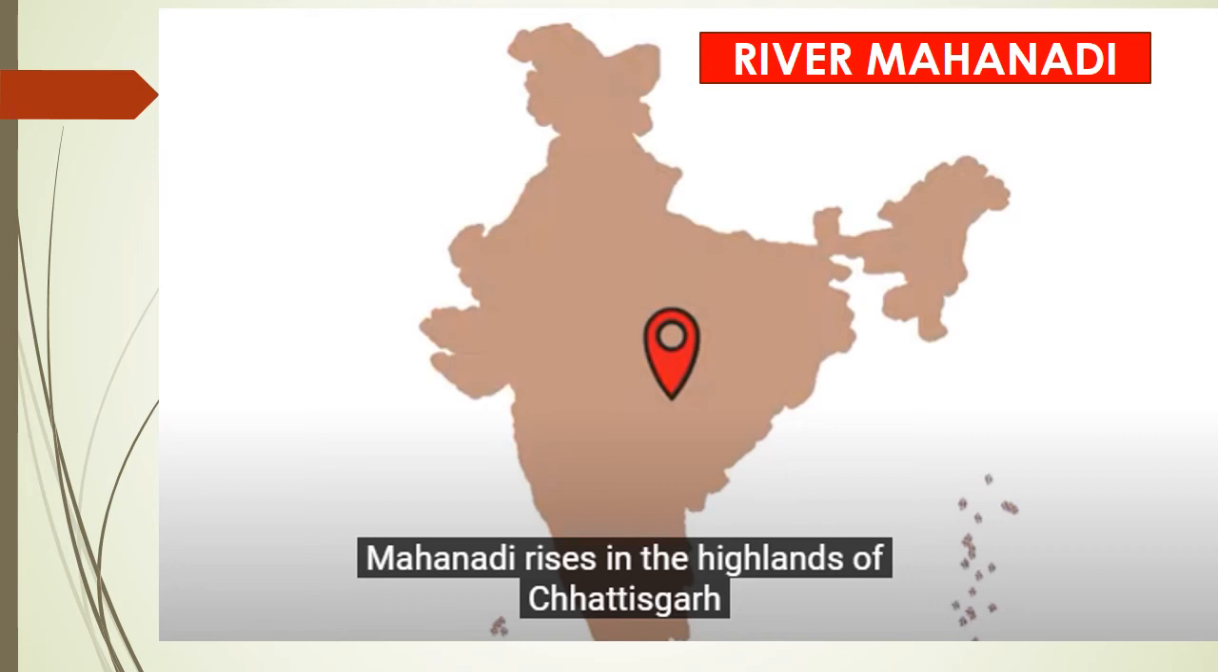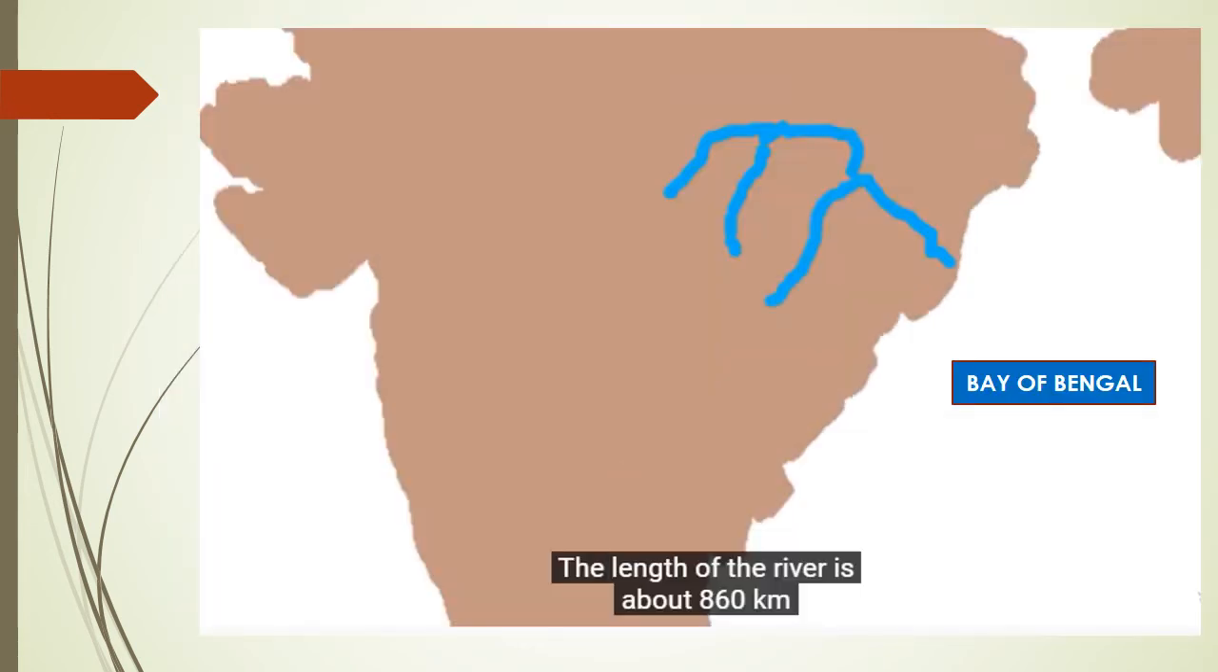River Mahanadi rises in the highlands of Chhattisgarh. It then flows through Odisha and reaches the Bay of Bengal, and the length of this river is 860 kilometers, and the drainage of this river is shared by Maharashtra, Chhattisgarh, Jharkhand and Odisha.